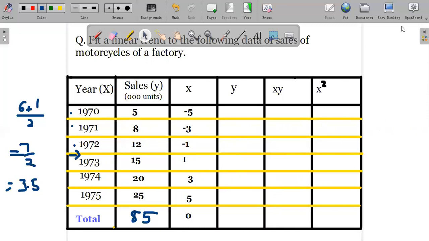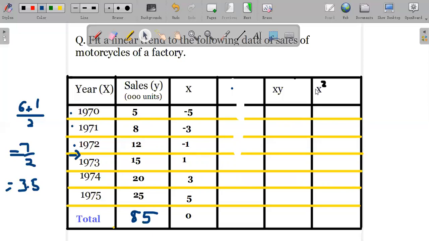Now for y, this is y. So this column, oh, so wrong. This one, I should delete this one. This column should be deleted. Sorry, it's right again. So you only need to draw 5 columns. Sorry, not 6 columns, 5 columns.